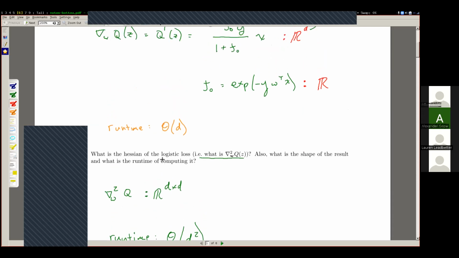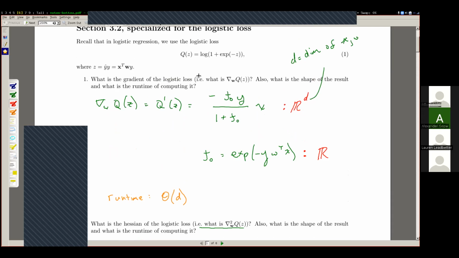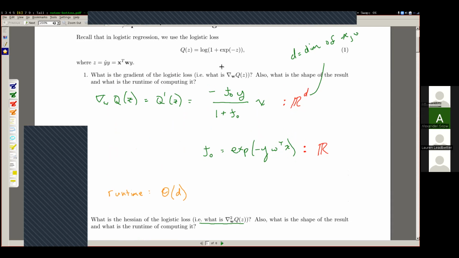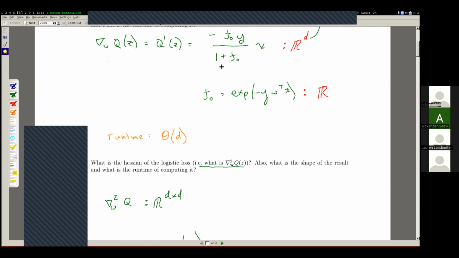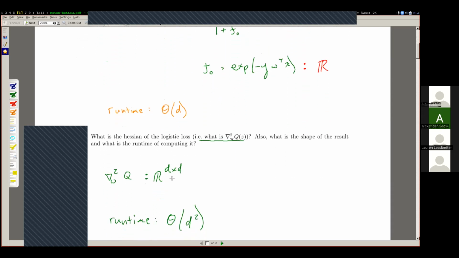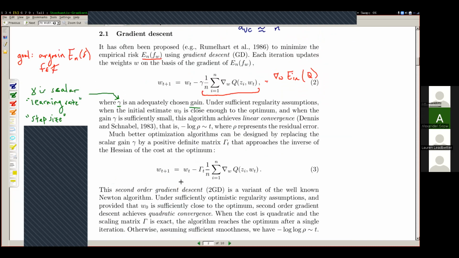So we did both of these things explicitly in terms of the logistic regression loss right here. But the shapes and the runtimes are pretty much general for any type of loss function that you might consider. Okay, so now that we know what the shape of this thing is over here, we can start thinking about what is going to be the runtime of computing one iteration of gradient descent.